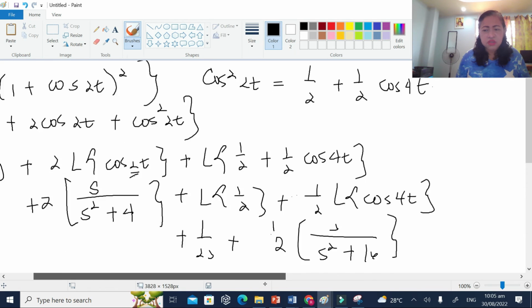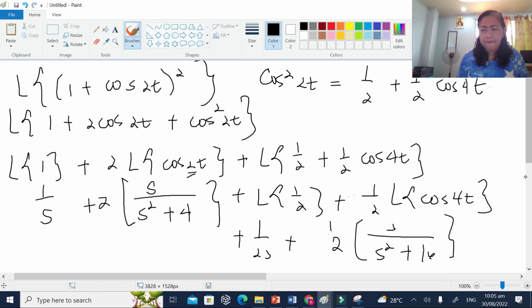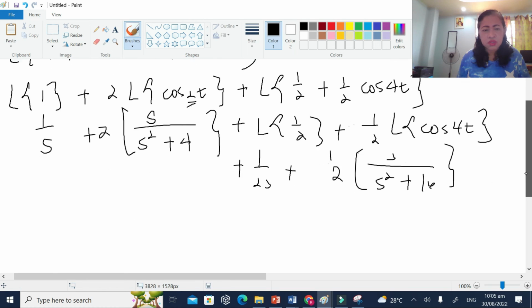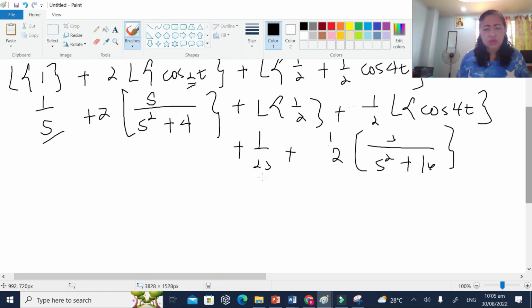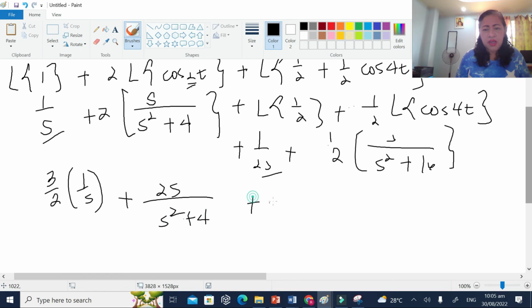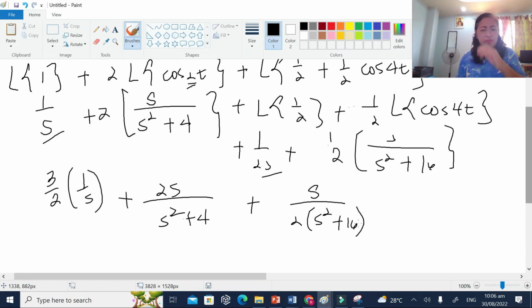Okay, so this, we can combine these. This and this. So that will be 3 over 2 times 1 over s, plus 2s over s squared plus 4, plus 1 over 2, s over 2 times s squared plus 16.